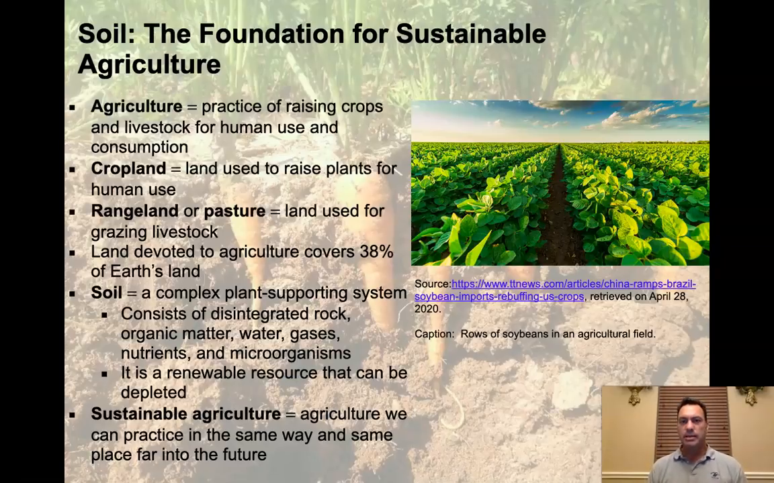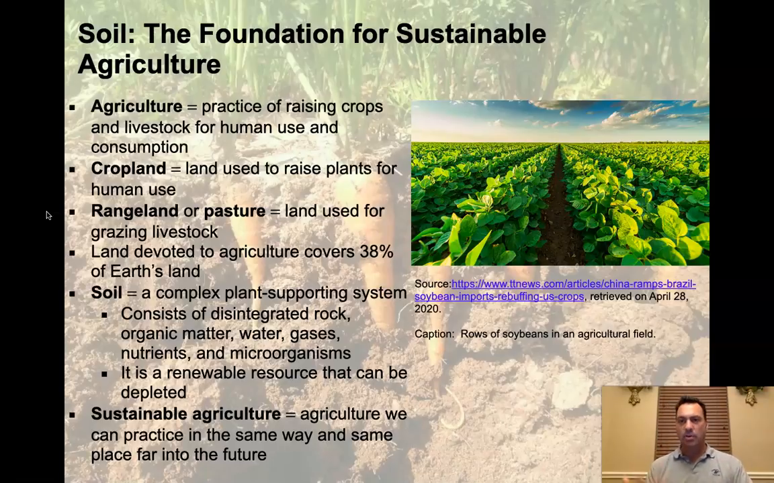So in order to talk about this stuff, we've got to get a little vocabulary under our belts. And so we're going to start right off with a definition of what is agriculture. Agriculture is the practice of raising crops and livestock for human use and consumption. Here we see an agricultural field. This is one in Brazil that's growing soybeans. It's entirely grown for human purposes, right? Humans have cultivated this field. They have taken care of the field. They have harvested this field. This is all soybeans, and it's for human use, okay?